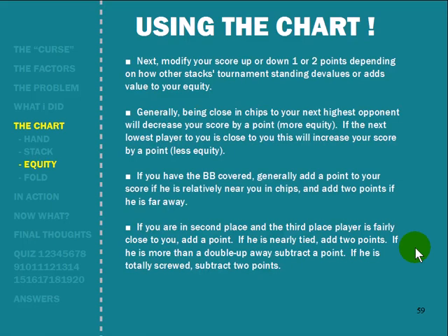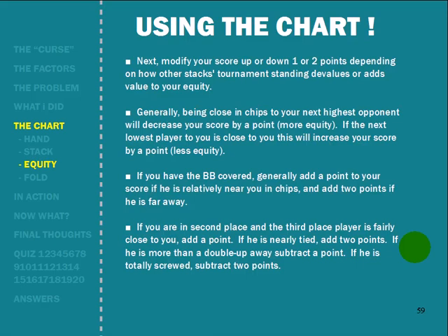And just a couple other things. If you are in second place and the third place player is fairly close to you, add a point, right? If he's close to you, that means you have less equity, so you're going to add a point, which means more of a shove indicator. And if he's nearly tied, then you want to add 2 points. It's just sort of little mini adjustments.